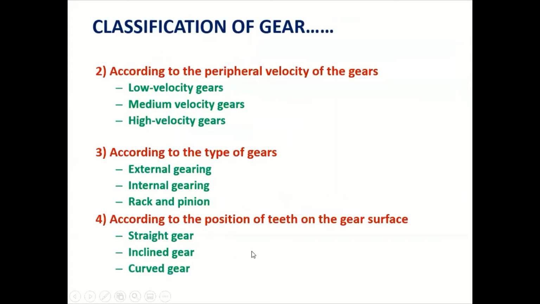The second, according to the peripheral velocity of the gear, there are low, medium, and high velocity gears. Then according to the type of gearing, it may be external gearing, internal gearing, and rack and pinion gear. Then according to the position of the teeth on the gear surface, it may be a straight, inclined, or curved profile on the periphery.